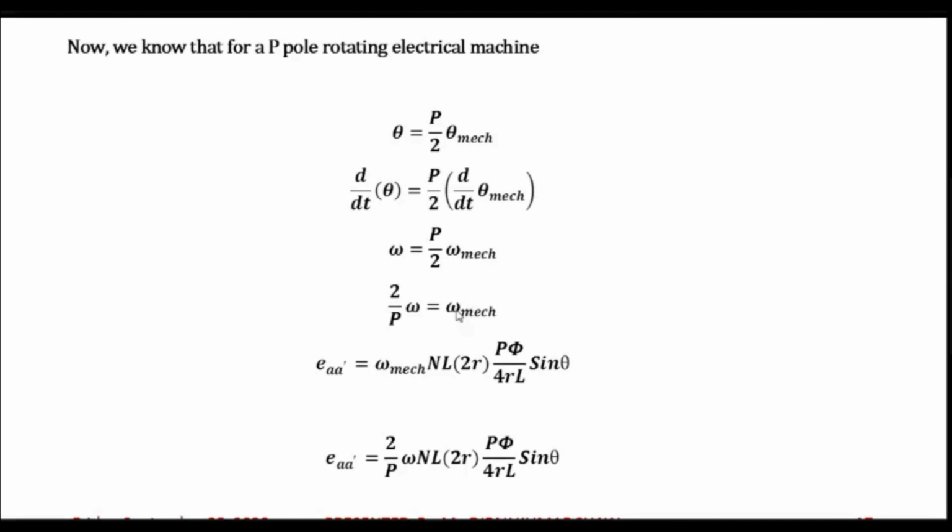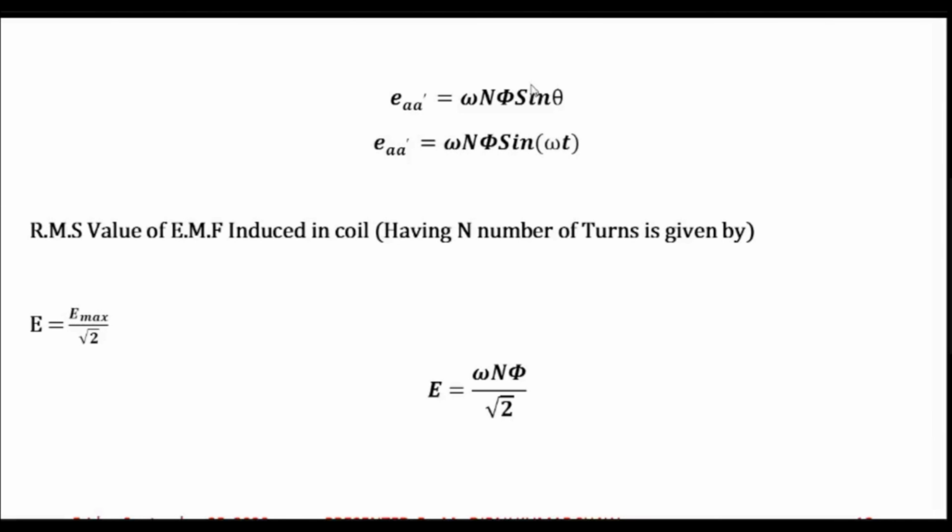So you make that substitution for omega mechanical, and you will get this expression of emf induced in a single coil having n number of turns. Now once you get this, you can further simplify and cancel the terms in the numerator and denominator. So you will end up with this particular expression.